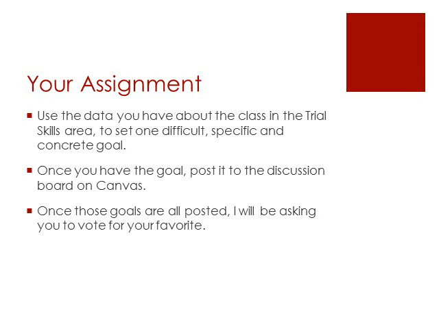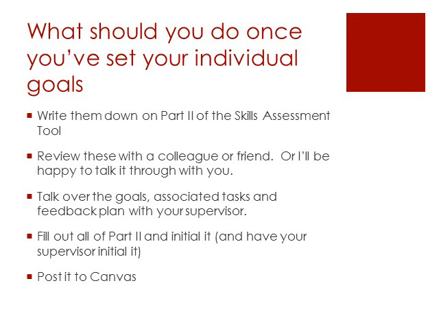And once you have the goal, post it to the discussion board on Canvas. There'll be a discussion that's called group goal setting, and post your proposed goal there. And once the goals are posted, I'm going to arrange for all of you to vote on which one you like best for the class. Once you've set your individual goals, so that's not the group goal, but your 2, 3, maybe 4 difficult, concrete, and specific goals, write them down on part 2 of the skills assessment tool.